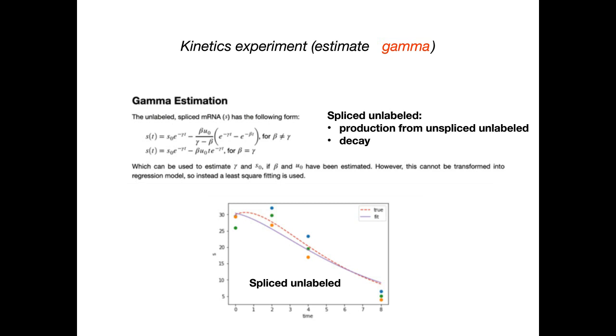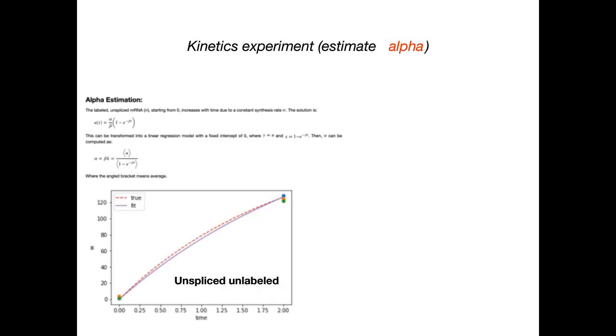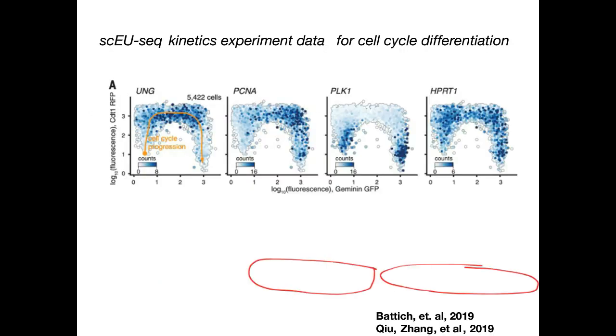Similarly, we can also take the estimated parameter beta to fit the time series of unspliced unlabeled RNA to get the parameter alpha. What I just described estimates each of the parameters using a different set of data, but in fact, what we do in practice is to use all those data jointly so we can get a global optimal value for each of the parameters. Here I'm going to show you some results when we apply this approach to the kinetics experiment for the scEU-seq data.